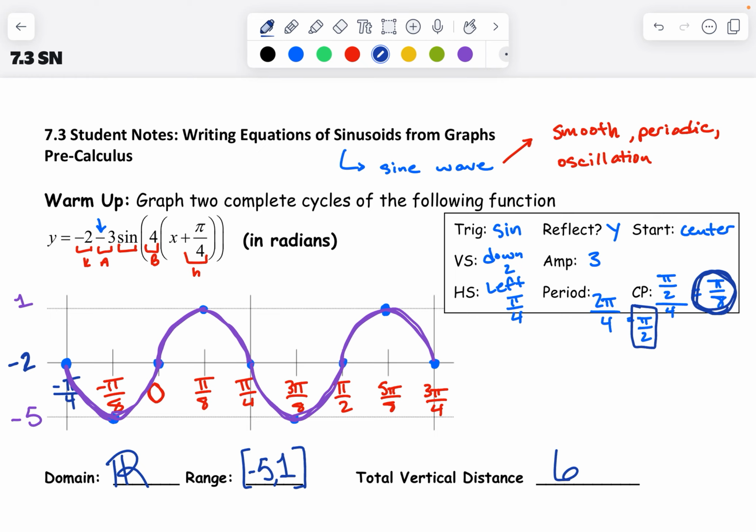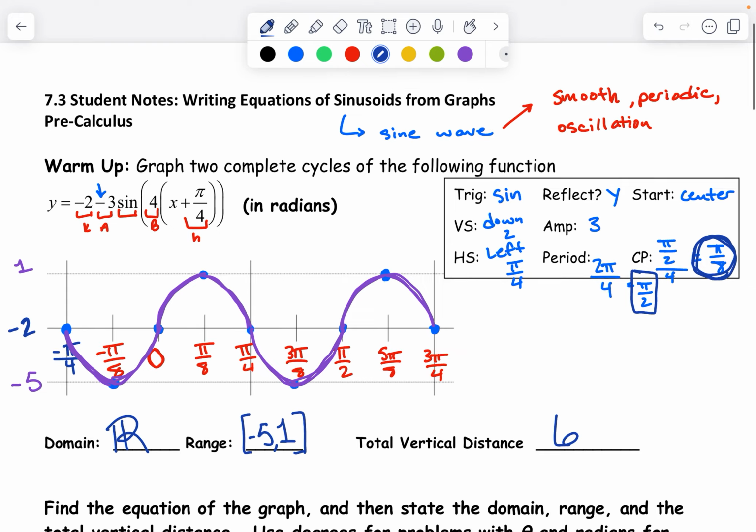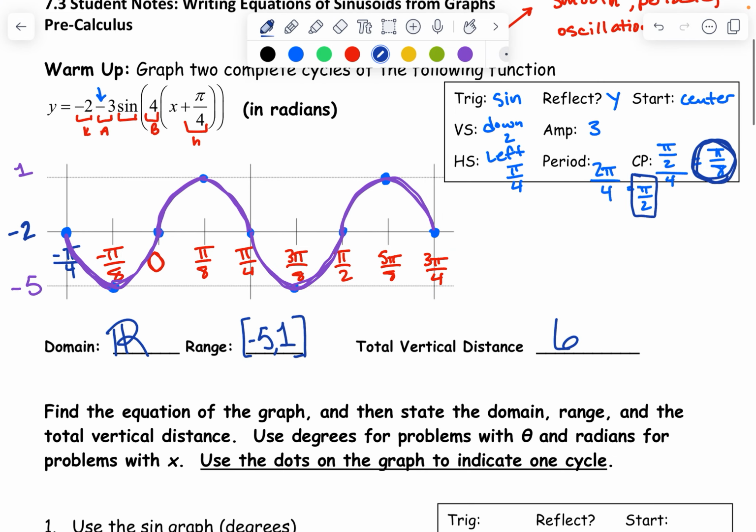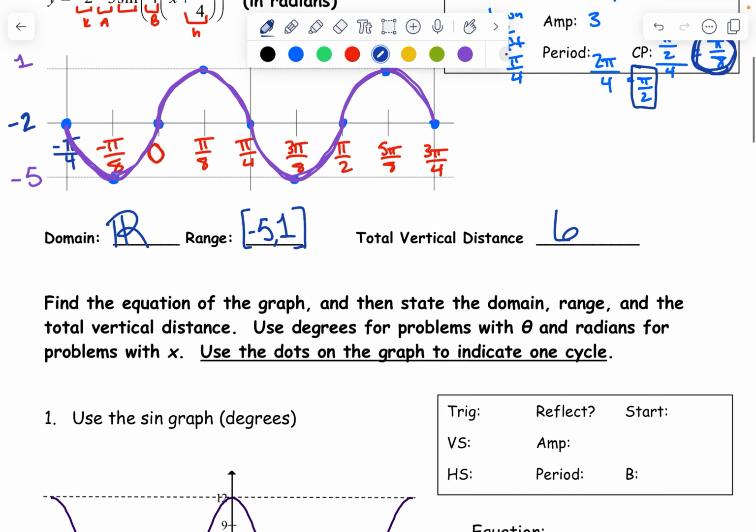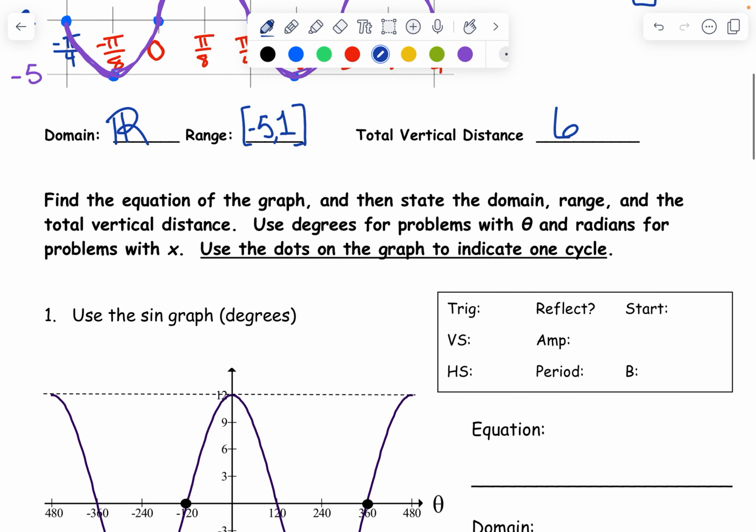So that's the process that we learned through 7.1 and 7.2. Now we're going to reverse that process. We're going to be given the graph, and we're going to need to find the equation. So we want to find the equation of the graph. Then we want to state the domain, range, and total vertical distance.